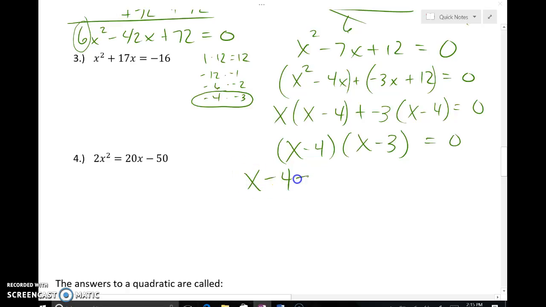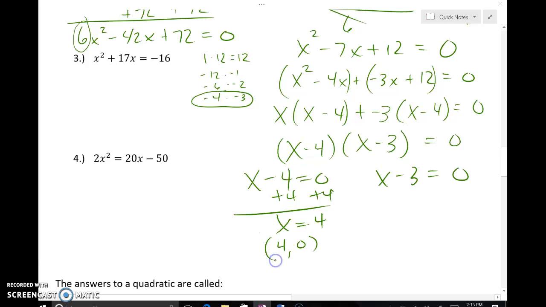Set x minus 4 equal to 0, and x minus 3 equal to 0. So now I'm going to find the value that would make x minus 4 equal to 0. I add 4, and x would be equal to 4. So that means I've got an x-intercept at (4, 0). That's one place I cross the x-axis with my parabola. Add 3 to both sides, and I get x is equal to 3. So (3, 0) would be my other x-intercept for my quadratic equation.